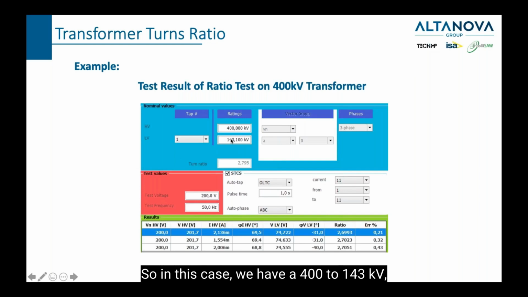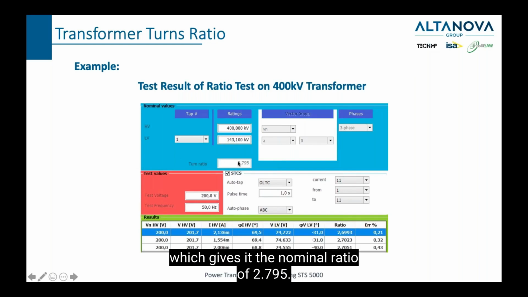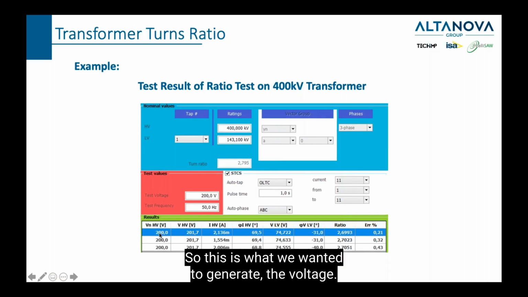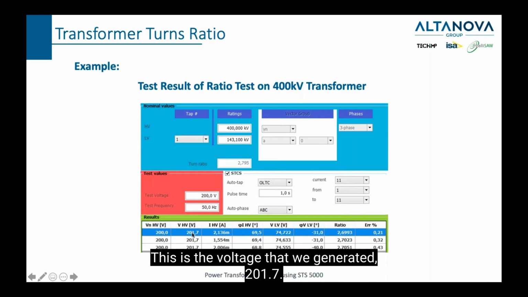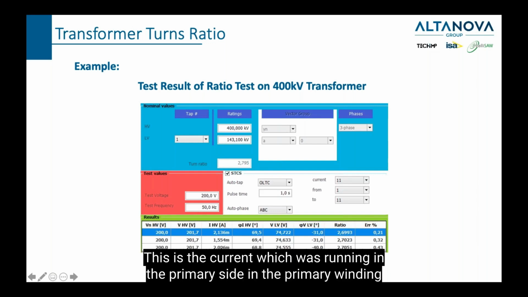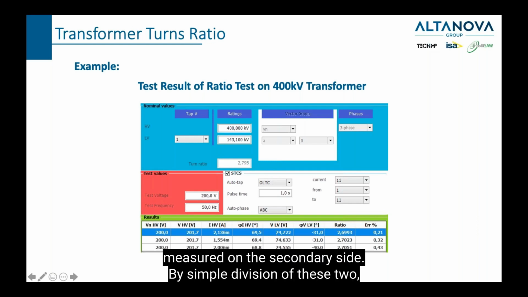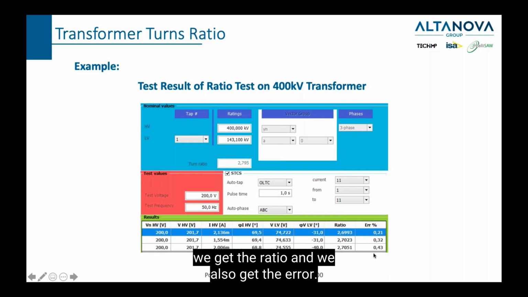So in this case we have a 400 to 143 kV, which gives it the nominal ratio of 2.795. We executed the test here, and what you can see effectively are results. So this is what we wanted to generate, the voltage. This is the voltage that we generated, 201.7. This is the current which was running in the primary side, in the primary winding, and this was the voltage which was measured on the secondary side. By simple division of these two, we get the ratio, and we also get the error.